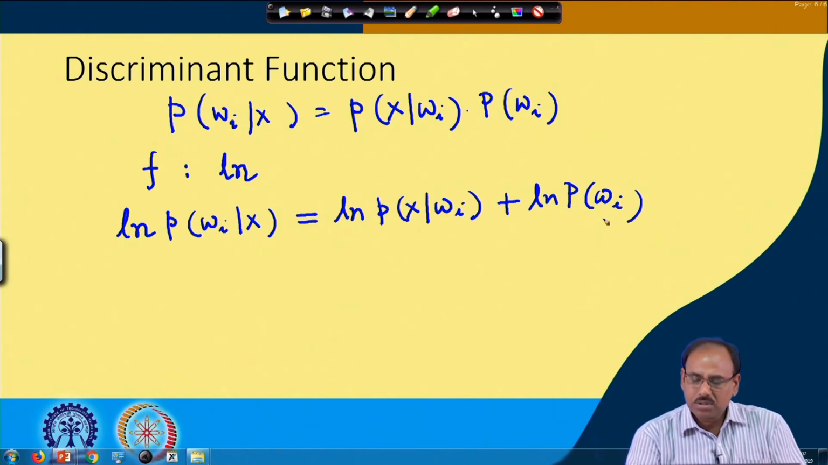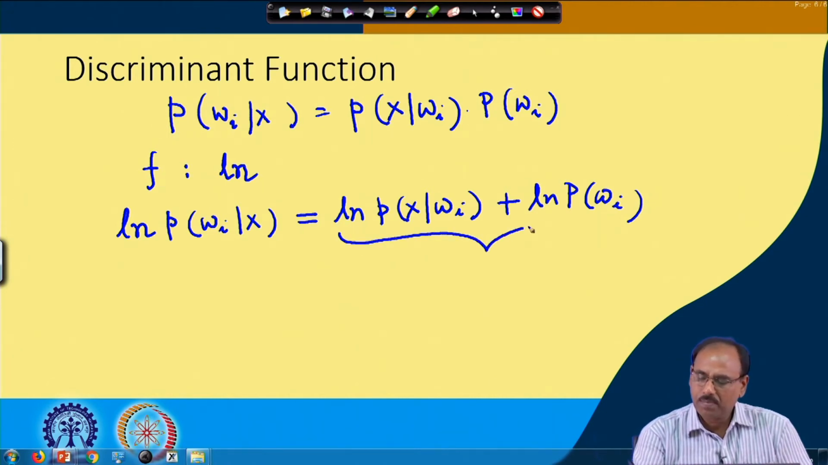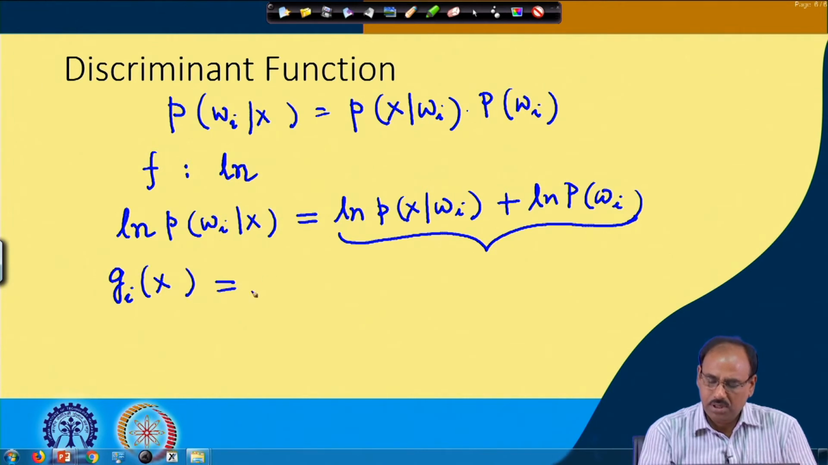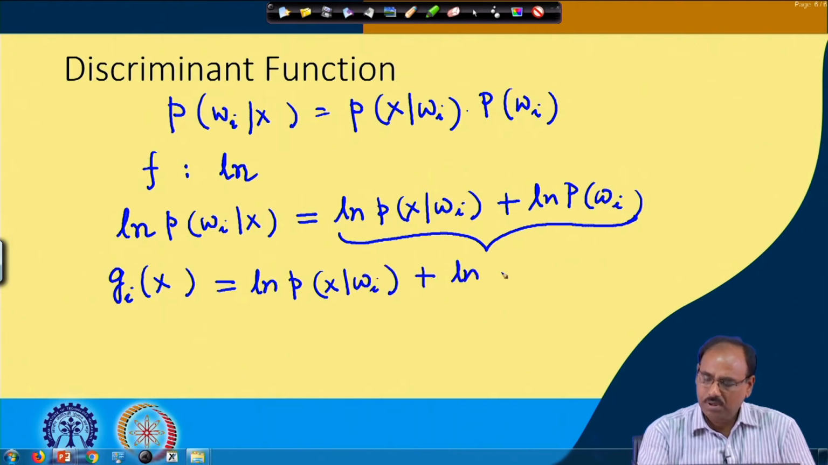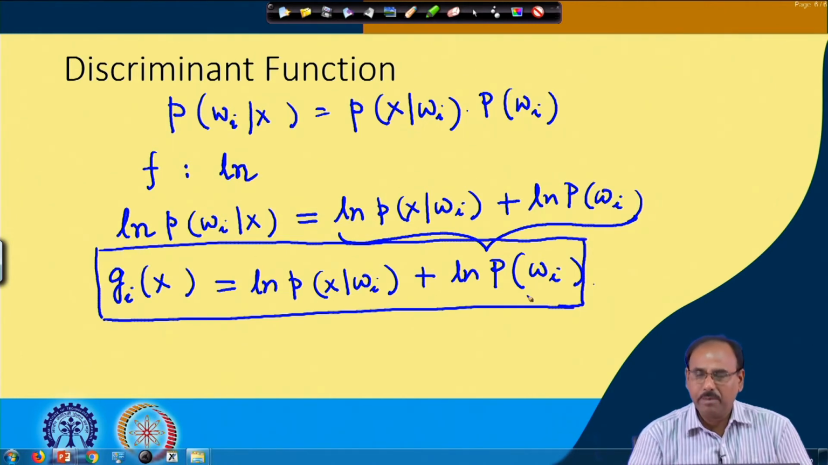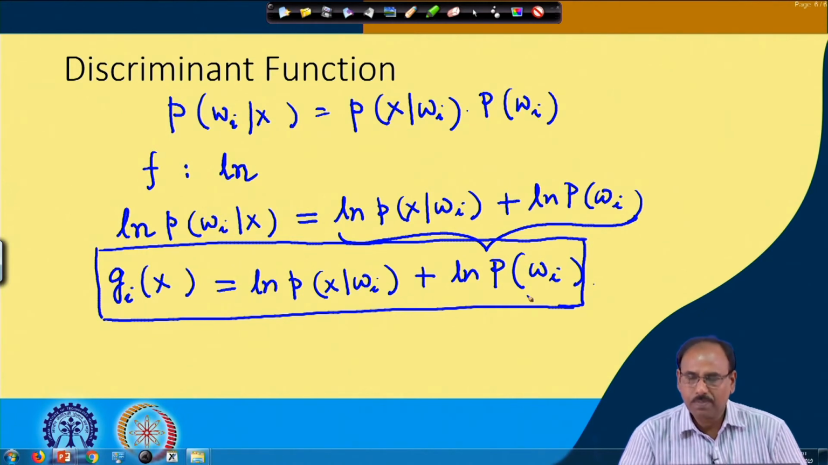So, I will use this particular form, that g_i(x) is nothing but log of P of x given omega i plus log of a priori probability P of omega i. So, this is the discriminant function form that we will use in the remaining part of this lecture.